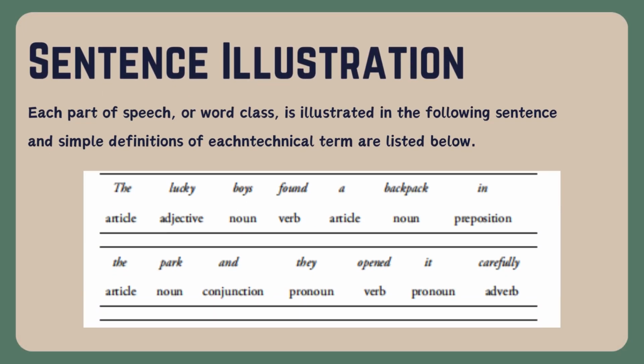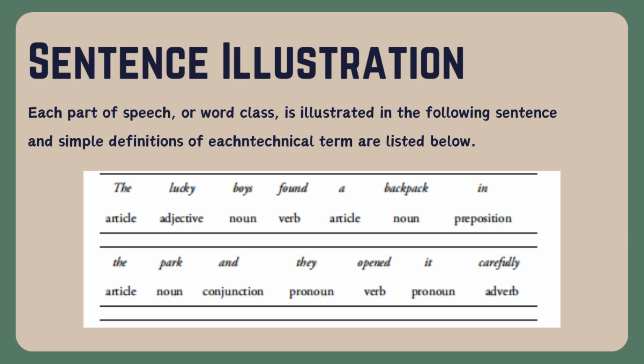So, let's start with a sentence that will help us see each part of speech in action. The sentence is: the lucky boys found a backpack in the park and they opened it carefully. This sentence is simple, but it contains examples of many different parts of speech, and we will break it down word by word and explain the role each word plays in the sentence.